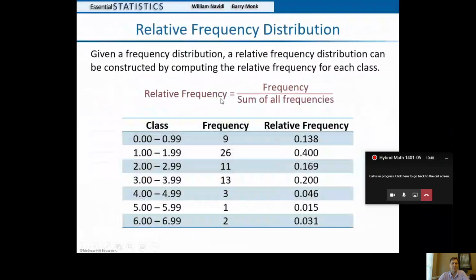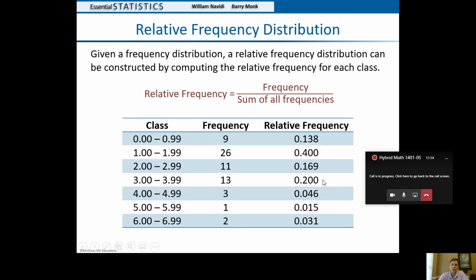Oh, relative frequency was another question, okay? How do you find the relative frequency? Well, the frequency is the number of data values that are within that class. Relative frequency is that number divided by the total frequency, okay? So if you add all these up, I think the answer is 65. So 9 divided by 65 would be the relative frequency as a number. Okay, so 13.8%, for instance.